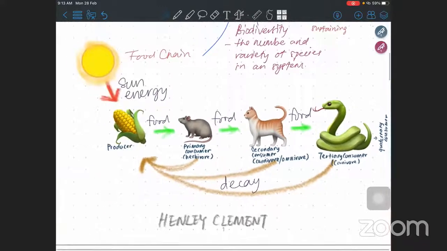However, all these living things will decay by the decomposer, which then produces some nutrients for the plant again. In Year 10, we will be learning more, but this is a simple form of the food chain for the learning of Year 7.